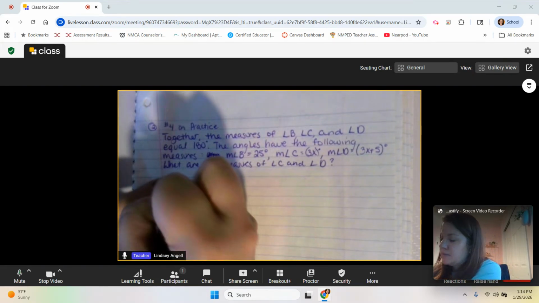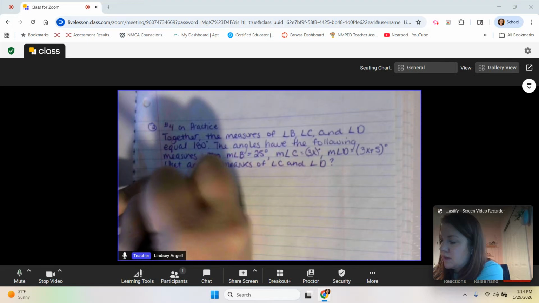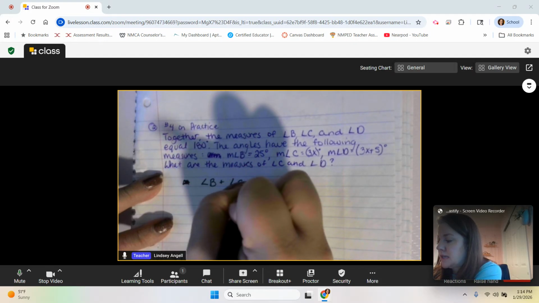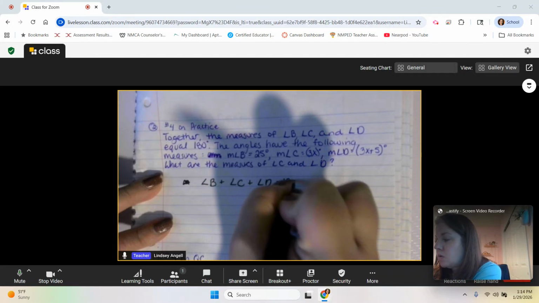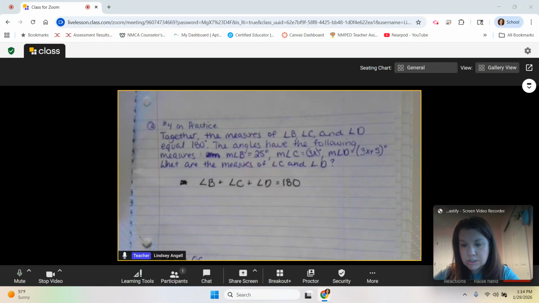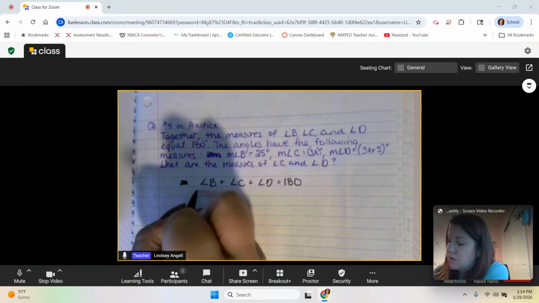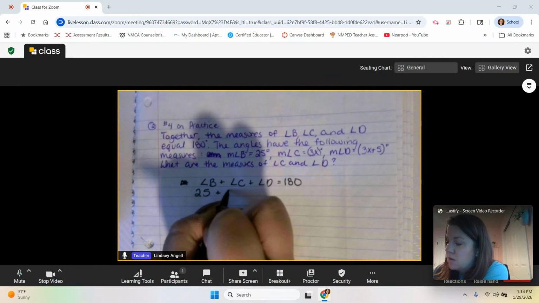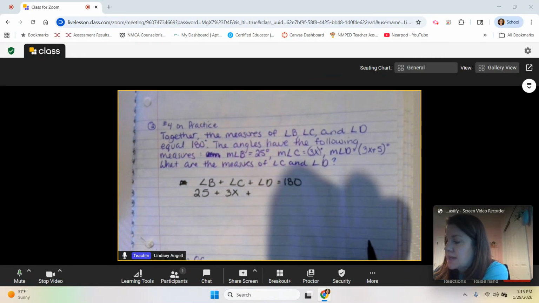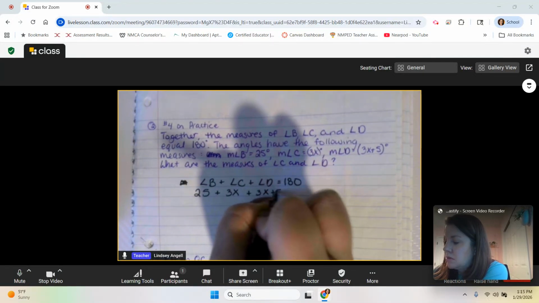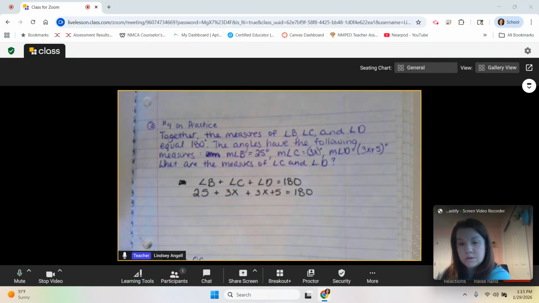So, in this case, we'll put angle B plus angle C plus angle D. It told us that those are all equal to 180 degrees. Okay? So, with that, we can plug in what we know. We know that angle B is equal to 25. We know that angle C is equal to 3x. And we know that D is 3x plus 5. And again, those are still adding up to 180.